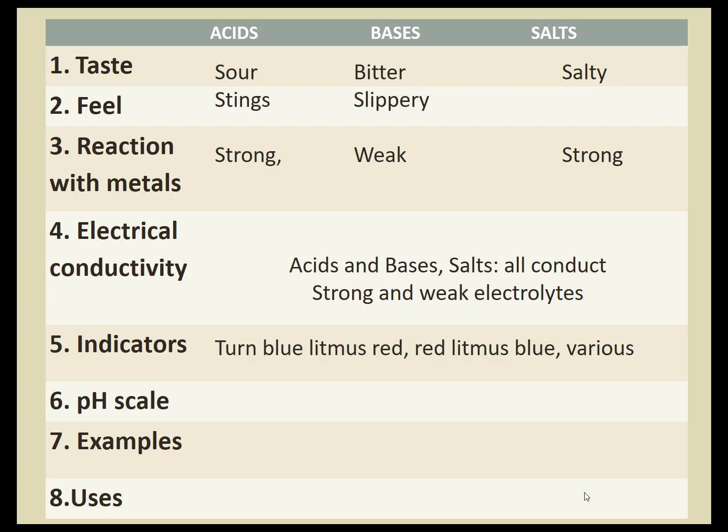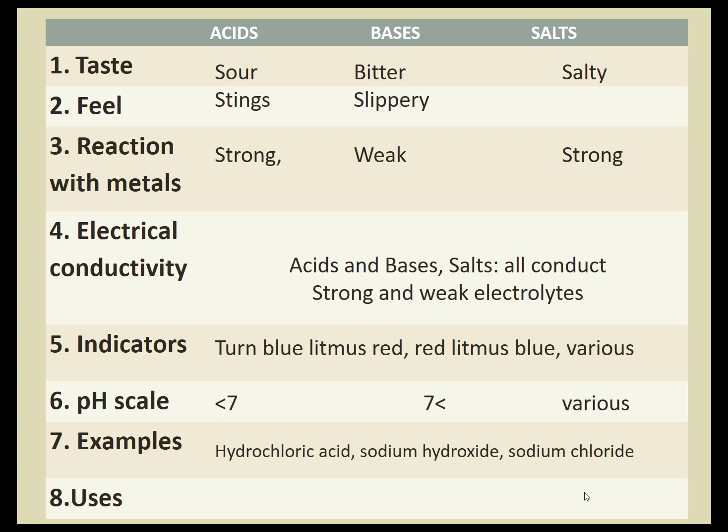Indicators: if you have litmus paper, then acids turn blue litmus paper red and bases turn red litmus paper blue. I always remember for bases, bitter blue bases. Salts can be neutral, but they can also be acidic or basic. On the pH scale, 7 is neutral, right in the middle. Some salts are neutral. Your acids are always going to be less than 7. Your bases are always going to be greater than 7.